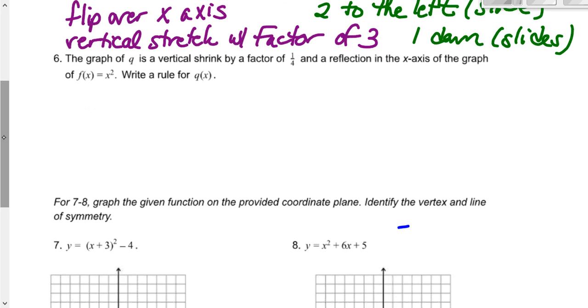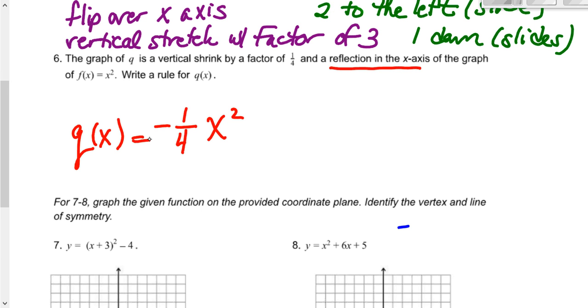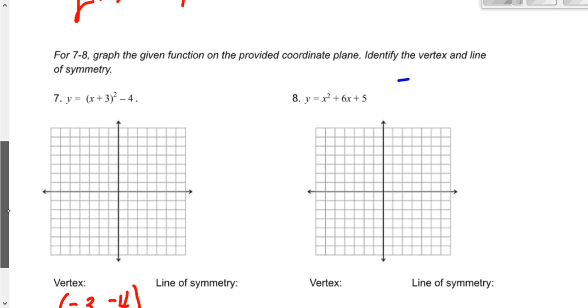Okay, my explanation of number 6. The graph of Q is a vertical shrink by a factor of 1/4 as well as a reflection. So given our previous conversation, it is the value of A, or the multiplier, that does things like stretch or shrink or reflect. So the reflection part, I know I want my multiplier to be negative, and it's a vertical shrink because this number is less than 1 in absolute value, and I've got x squared. So this is my rule for Q. The negative flips it over, the 1/4 causes a compression or a shrink.